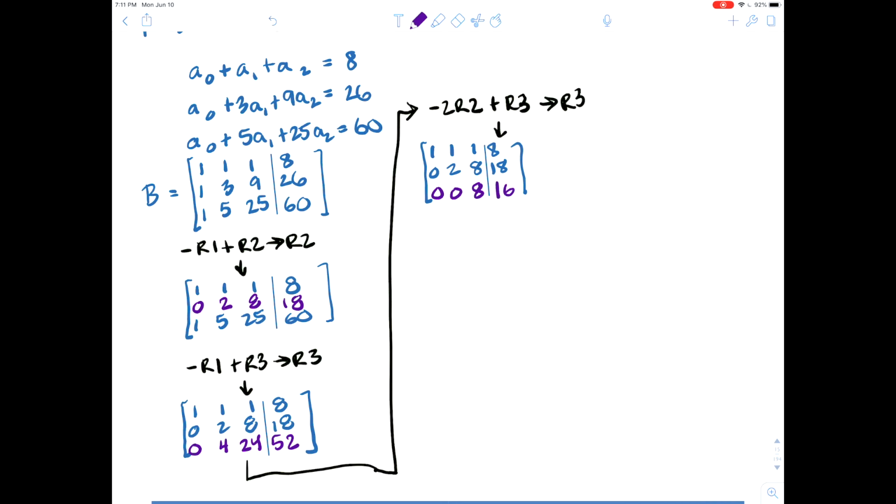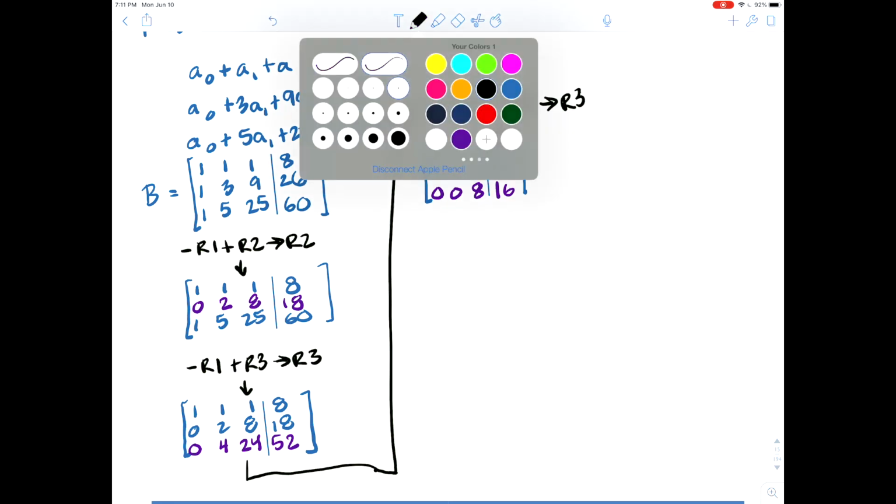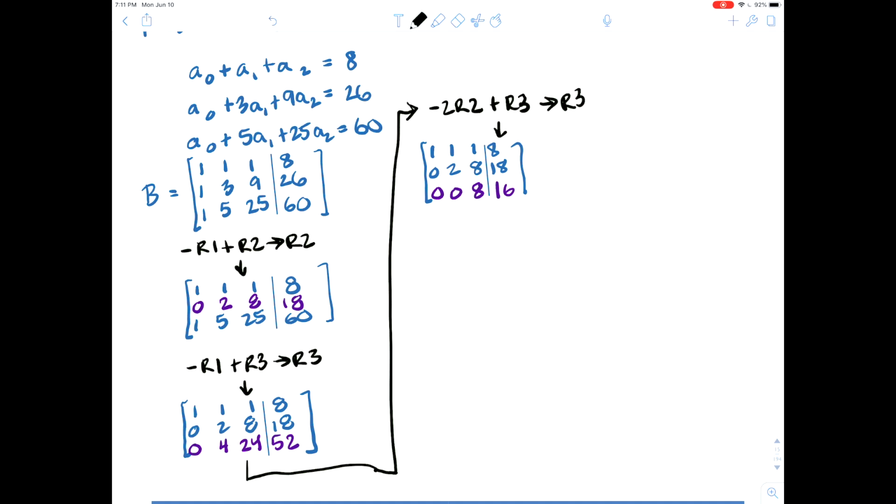All right, so here let's just put this back into, well, if you want to get it into reduced row echelon form, we would do a couple more things. We would say negative 1/2 times row 2 for a new row 2. All right, so that'll give us 1, 1, 1, 8, 0, 1, 4, 9. And then that third row would be the same.